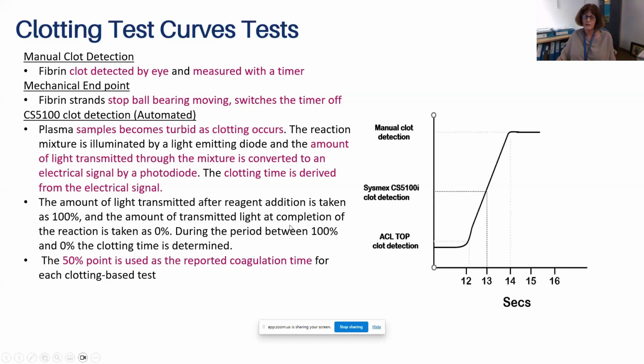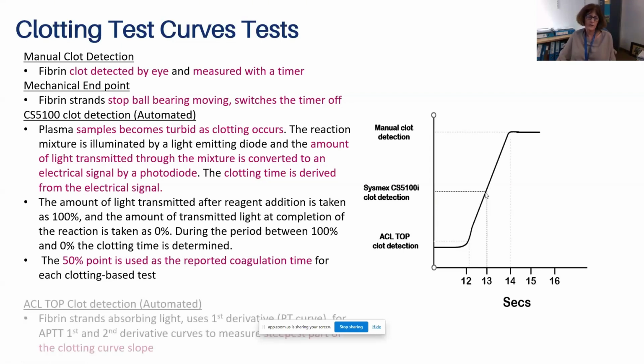So a Sysmex machine will read it by looking at the difference in light transmission between the clear sample. When you add your reagents, the fibrin clot forms, and then it becomes cloudy, and it takes this 50% point in the middle of the clotting curve, and says that's the end point of the clot. And then you've got things like the ACL TOP. They use maths to analyze the curve, and they read it down at the steepest part of the curve. So you can see how we have lots of different times we can get on the same sample depending on the method that we've used.